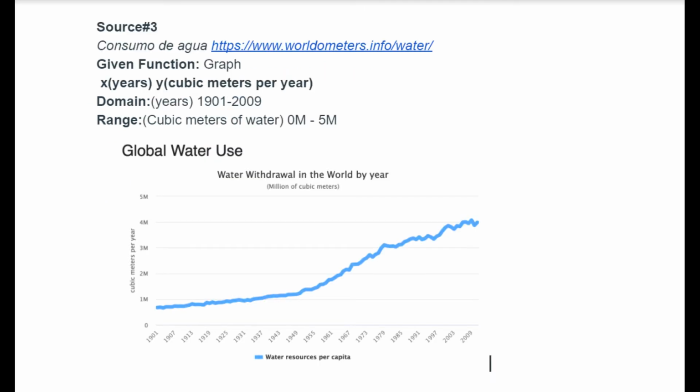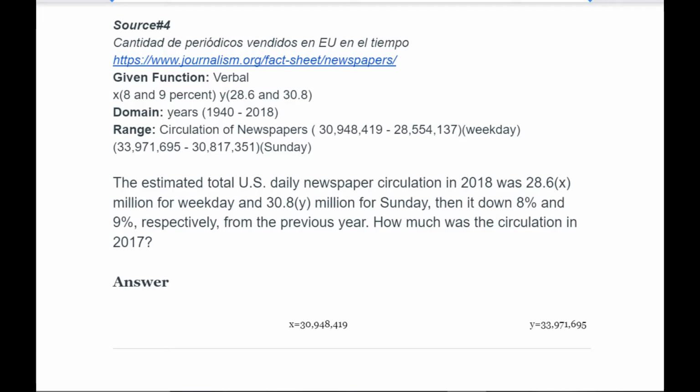In source 3 was the consumption of water. Our given function was the graph. The x value was the years and the y value was the cubic meters per year. The domain was the years from 1901 to 2009 and the range was the cubic meters of water from 0 million to 5 million. Well, source number 4, the given function is verbal.